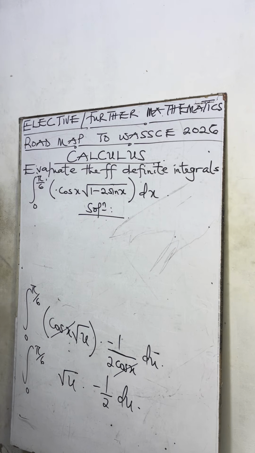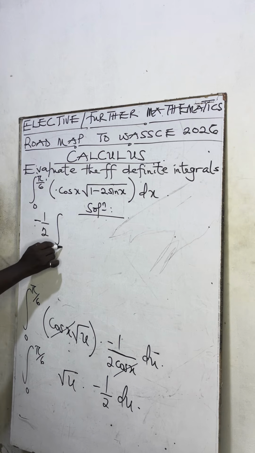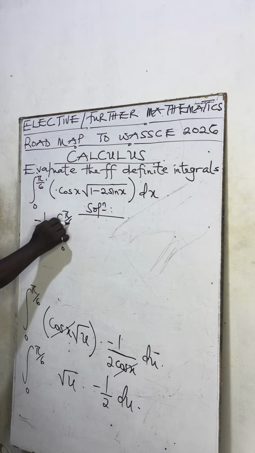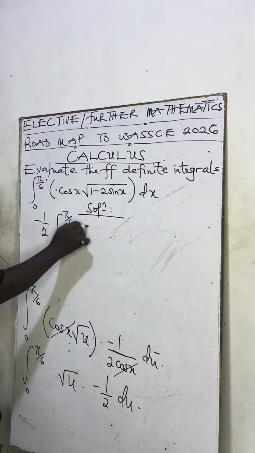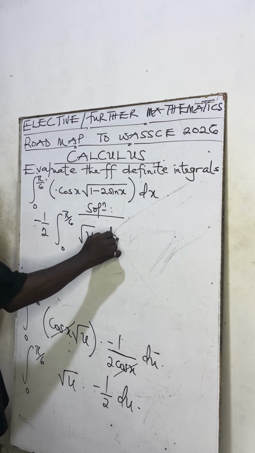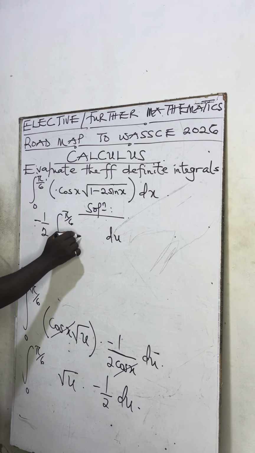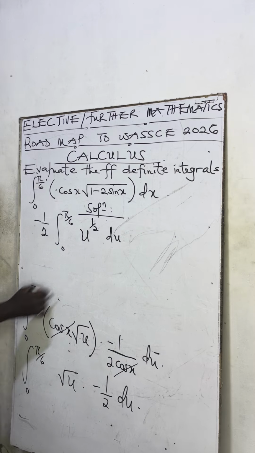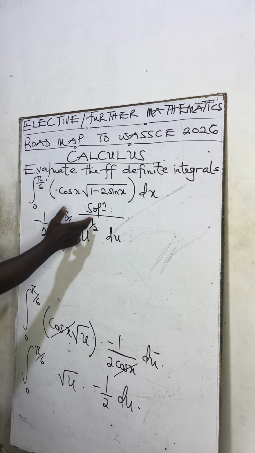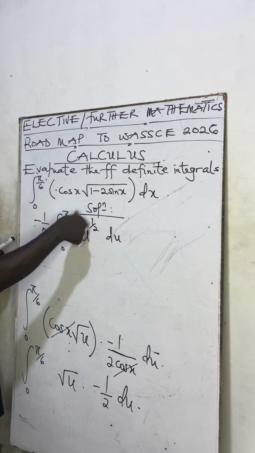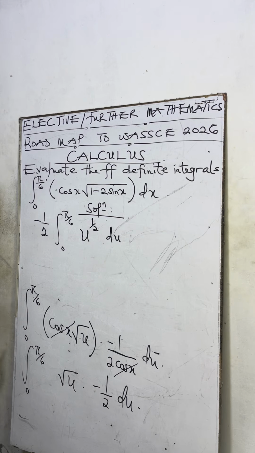So negative 1 over 2 will come out. Then we have the integral from 0 to pi by 6 of square root of u du. And don't forget, square root of u can be written as u exponent 1/2. And with integration, we add 1, then we divide by the total power. So we get negative 1/2 integral.